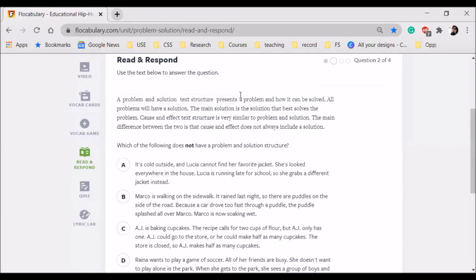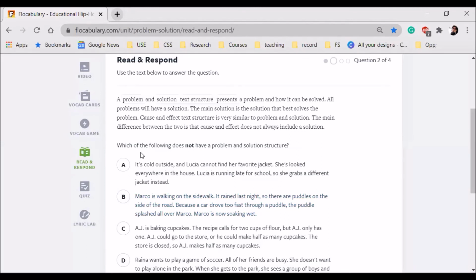A problem and solution text structure presents a problem and how it can be solved. All problems will have a solution. The main solution is the solution that best solves the problem. So you can give more than one solution, but the best solution would be the main one. Cause and effect text structure is very similar to problem and solution. In that, we talk about a cause and then what the effect of that cause is. So that would also comprise two sections.